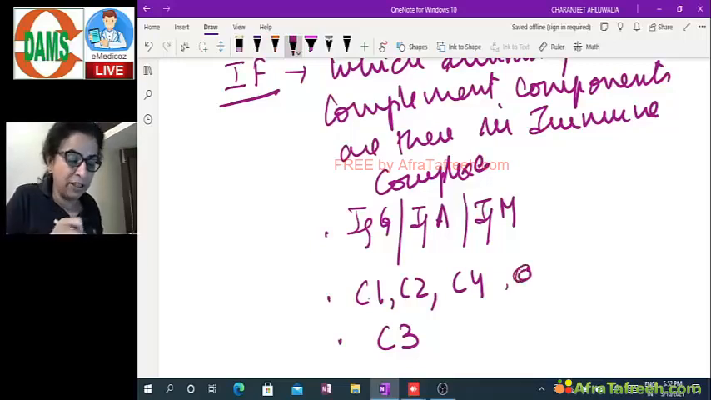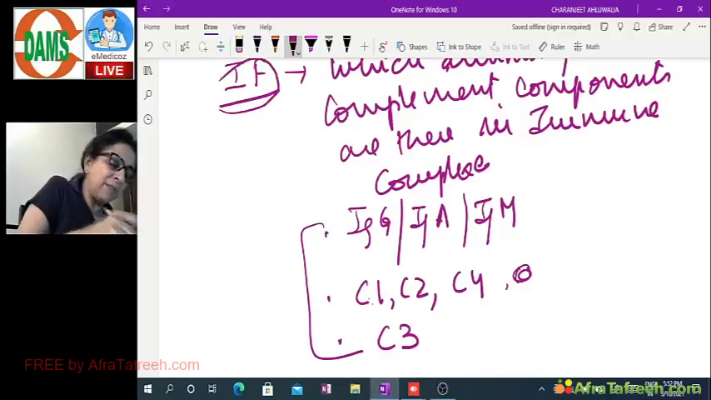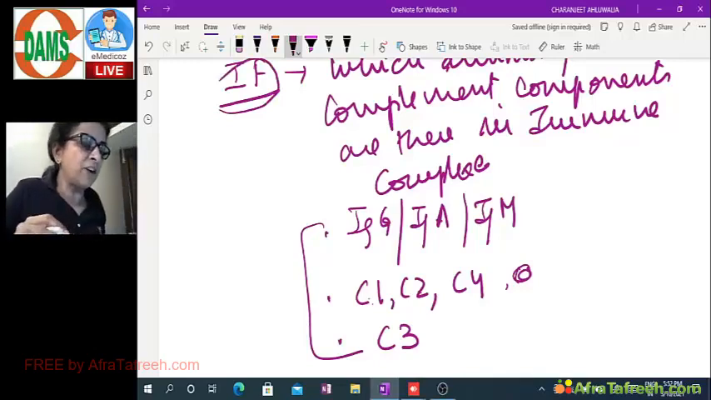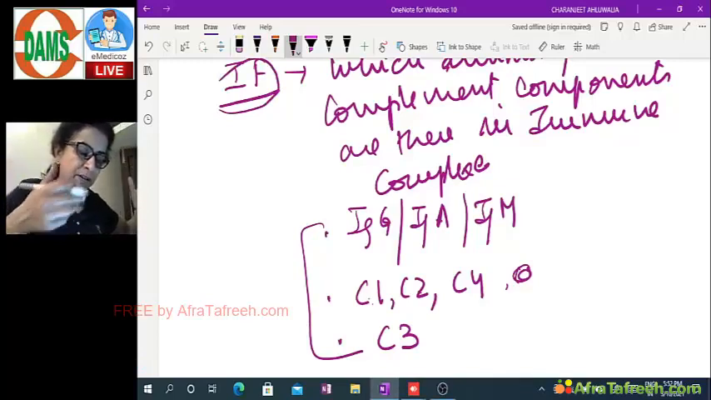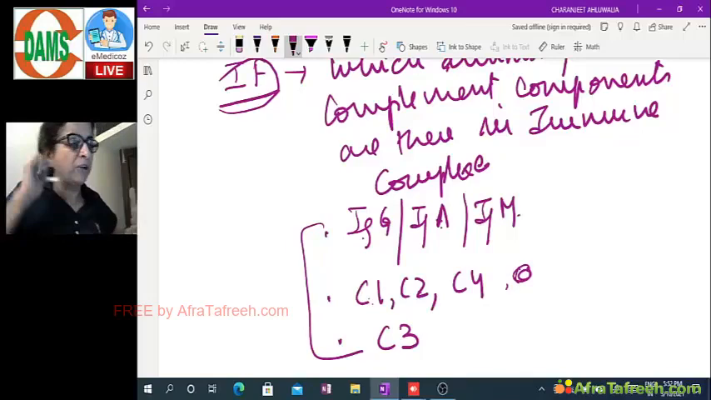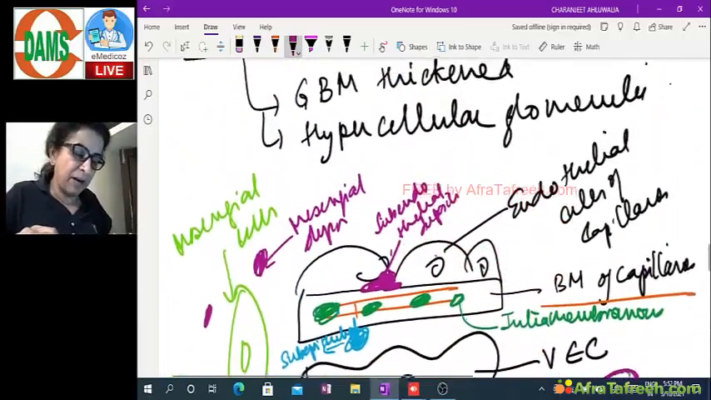Or if only C3 is present and C1, C2, C4 are not, that means the alternate complement pathway is activated. So now, to see all this, we do immunofluorescence. With immunofluorescence, we can identify which antibody is found in these components. So once again, to summarize, this part is very important.